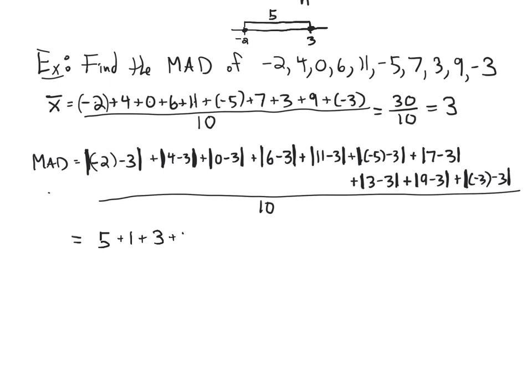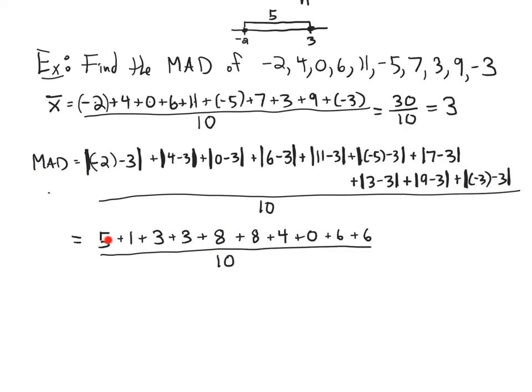6 minus 3 is 3. 11 minus 3 is 8. Minus 5 minus 3 is -8, but the absolute value makes that 8. 7 minus 3 is 4. 3 minus 3 is 0. 9 minus 3 is 6. And -3 minus 3, again, is 6. And we're going to divide by the number of data points. Let me check that I didn't miss any. 1, 2, 3, 4, 5, 6, 7, 8, 9, 10. That's good. We're going to divide by 10.